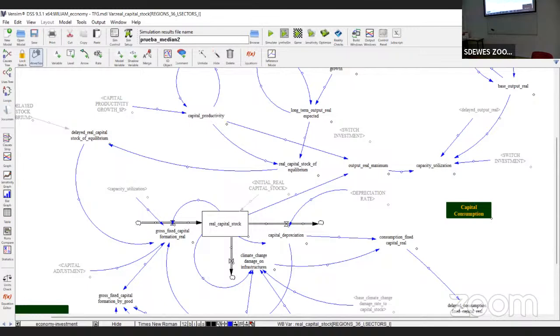But in this case, we are doing a very rough mechanism, since we do not have prices. You can see my screen. The climate change damage appears as an outflow of the capital stock. The capital stock has an inflow, which is the investment, the outflow of the depreciation, and natural capital depreciation. And the climate change acts in the same way, by extracting capital stock. So, in this version, the capital stock and the capital productivity determine a real output maximum, the maximum production that a sector can have.